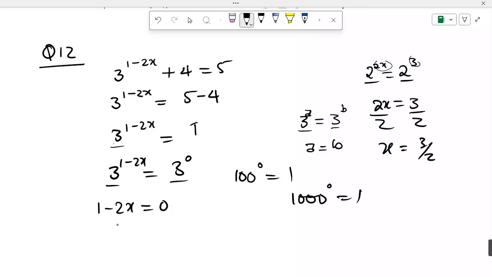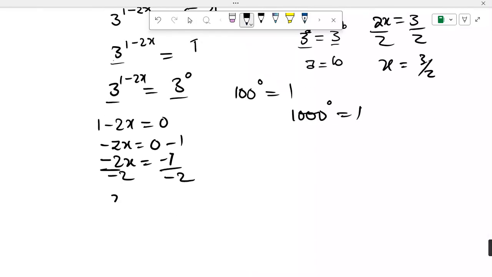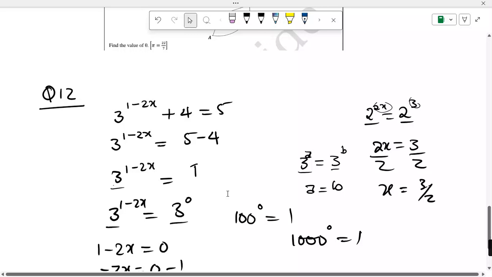So you can take the 1 to this side. So you have negative 2x equals 0 minus 1. When it comes to this side, it will be negative. Negative 2x equals negative 1. So you divide by negative 2, divide by negative 2, meaning x equals, this being positive, half. Okay, so hope you guys have understood this question.